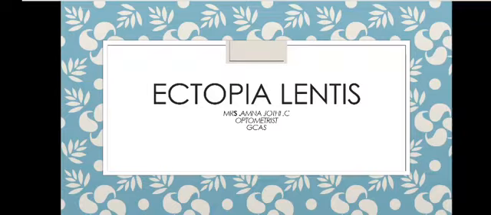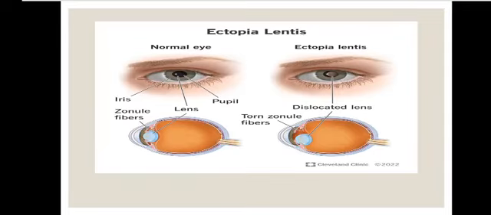Today we are going to discuss the topic Ectopia lentis. Ectopia lentis is a congenital bilateral subluxation or dislocation of the lens. In subluxation, the lens is displaced sideways but remains behind the pupil. But in dislocation, the lens is moved either forward into the anterior chamber or backwards into the vitreous.